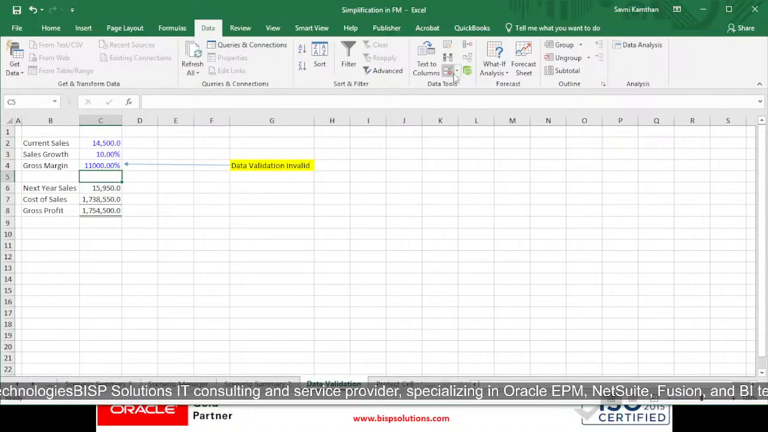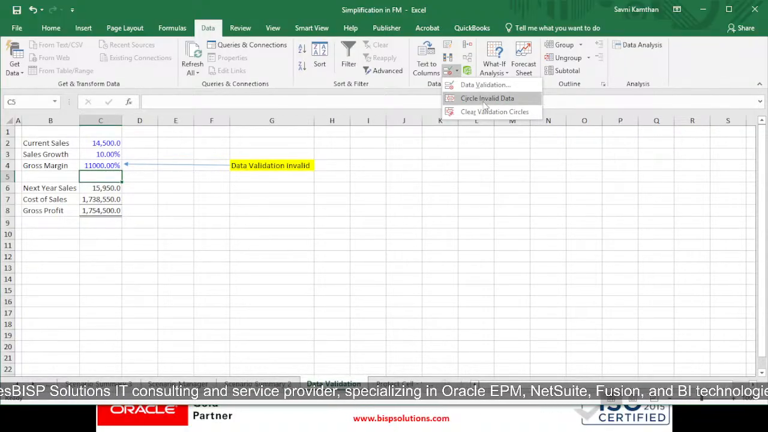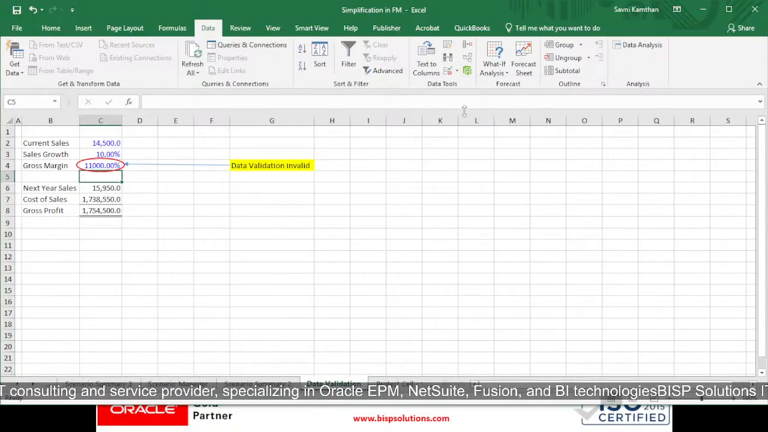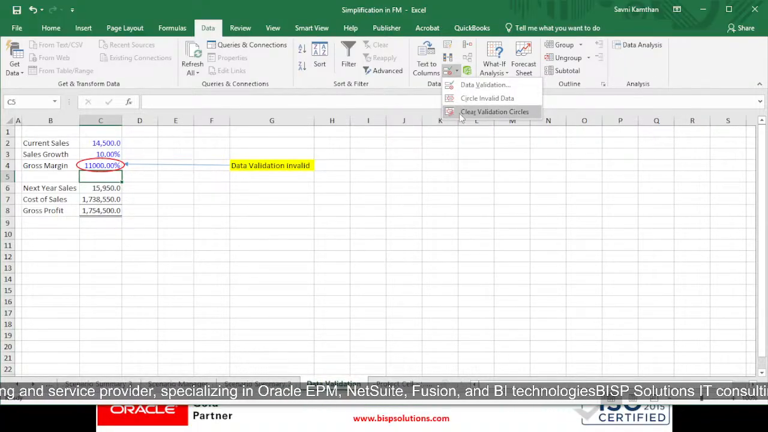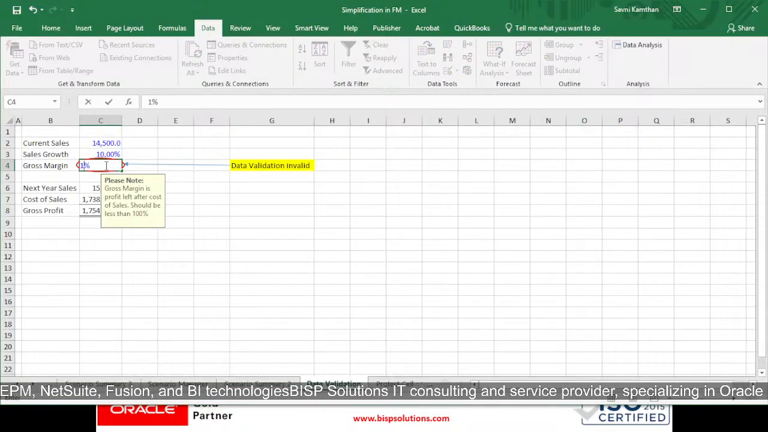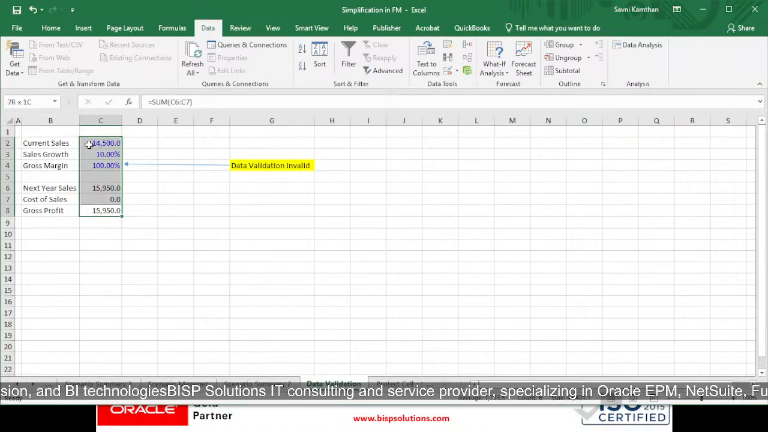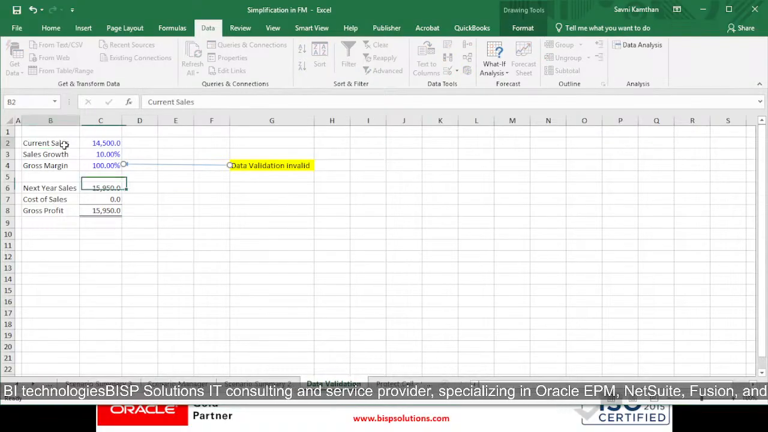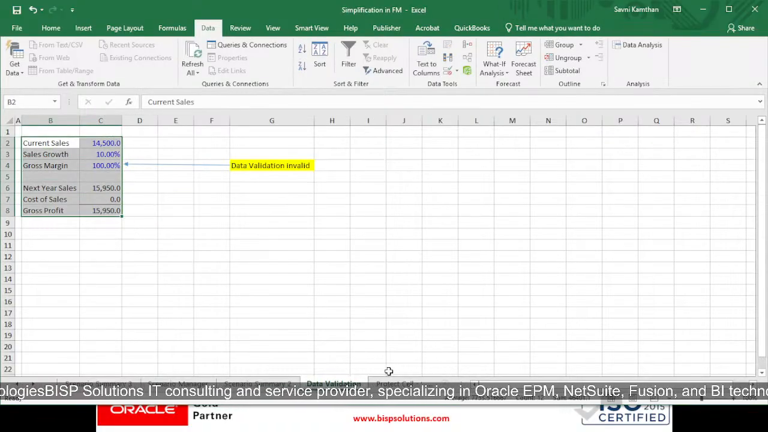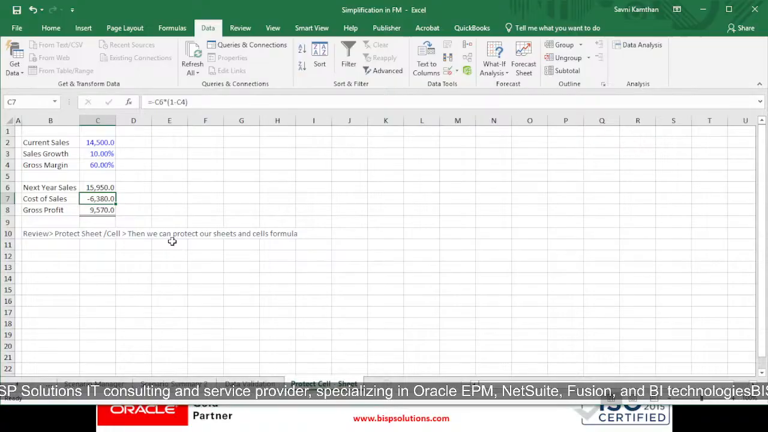Now if I want to see what invalid data is and where it is, I click on data validation and then on circle invalid data. It will show me that this data is invalid, so I have to correct it again to 100%. Now it is the same as before.